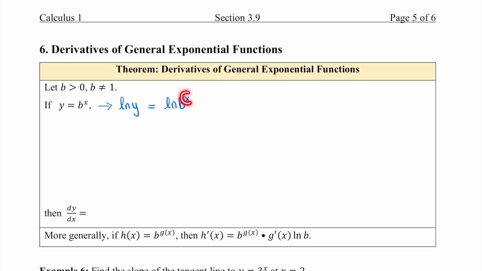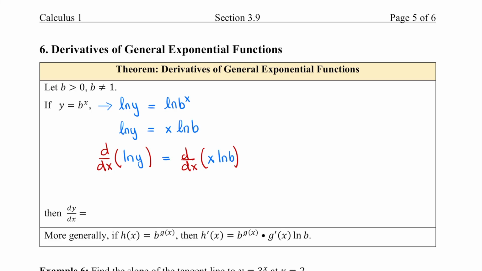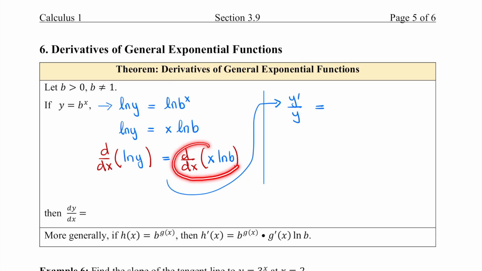Using the power property of logarithms, we can move the exponent in front. So now I have natural log of y equals x times natural log of b. Now differentiate both sides of the equation with respect to x. The derivative of natural log of y is y prime over y. And the derivative of x times natural log of b is just natural log of b.